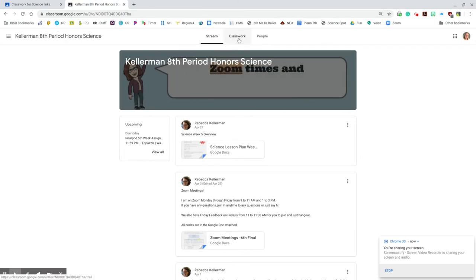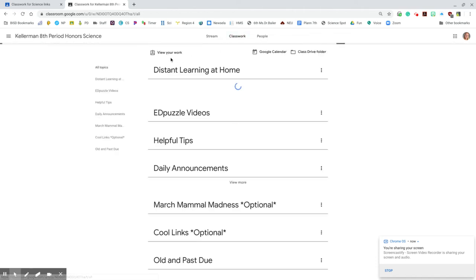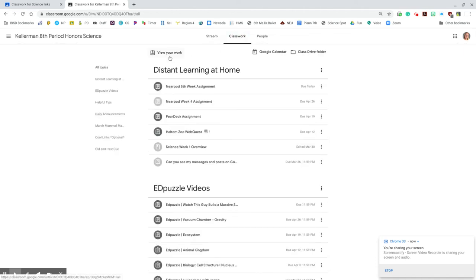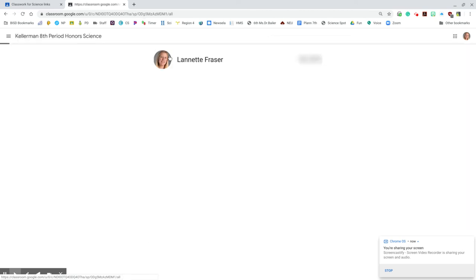Up here where it says classwork, you can do this for every class. So I click classwork, and it says view your work. Again, every Google Classroom you have, you can view this and see how you are doing.